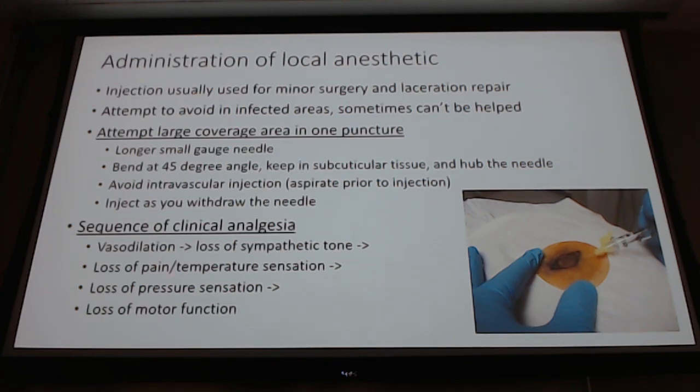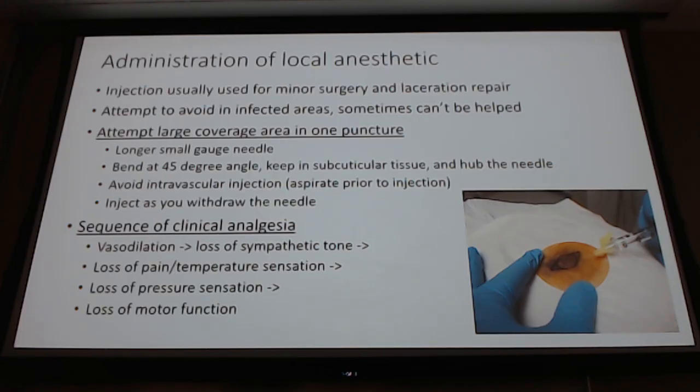And then sequelae: so we give the anesthesia or the analgesia, whatever it is. It's going to cause vasodilation in the skin and tissues, and a loss of sympathetic tone. You're going to have loss of pain or temperature, loss of pressure, and then loss of motor function. Okay.